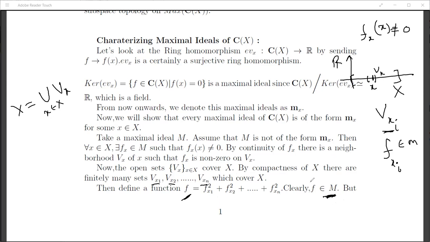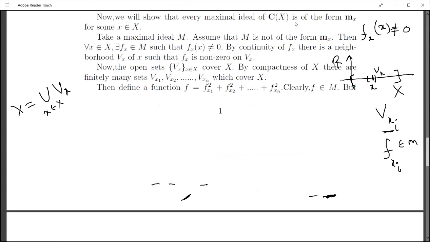But the thing is that this f does not vanish at any point of x, isn't it? Because if f has to vanish at some point of x, some f(xi) has to be 0. And we know that we can find a neighborhood such that that particular f(xi) does not vanish there. So that means f does not vanish at any point of the space x, but this f belongs to the maximal ideal. So that means this f is a unit, which is not possible.